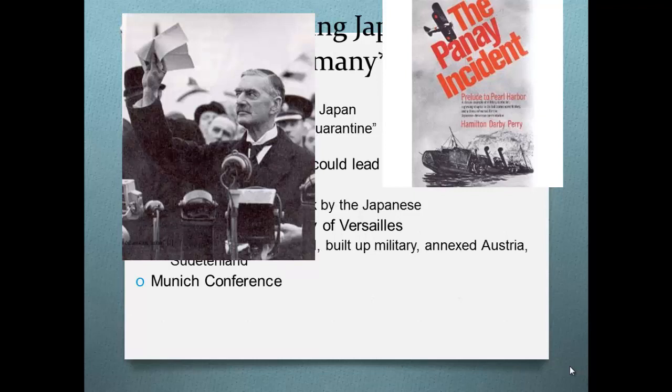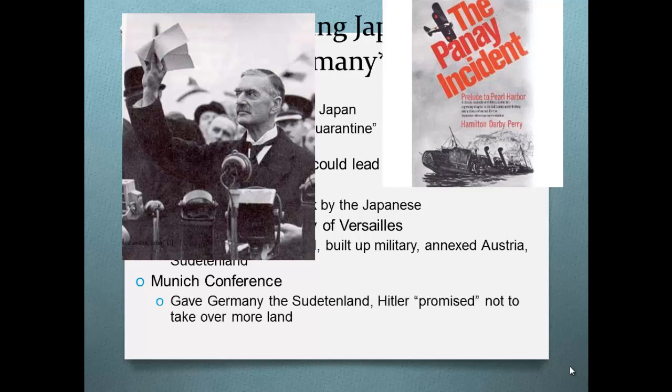There is something called the Munich Conference, and this is one of the most important things that leads up to World War II. And here is the Prime Minister of Great Britain, Neville Chamberlain, and he holds in his hand this paper signed at the Munich Conference, and he proclaims to the world that there will be a long-lasting peace in Europe, and he just secured peace. What this does is give Germany the Sudetenland, and Hitler promised not to take over more land. He ends up violating this about 6 months later or so. But this exemplifies appeasement. And appeasement is simply giving in to the demands of an aggressor.